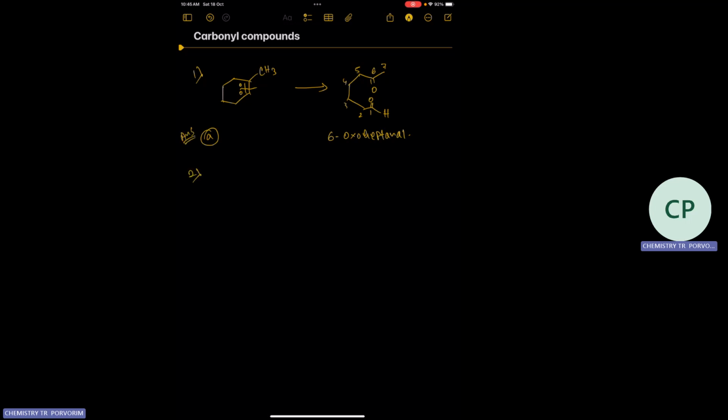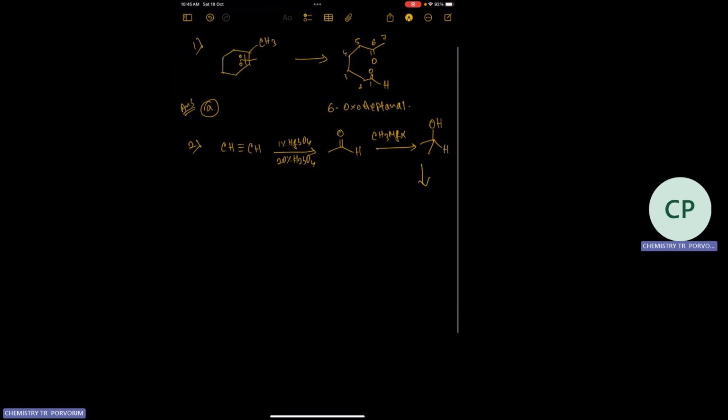Next, question number 2. The end product of the following sequence of reactions: CH triple bond CH with 1% HgSO4 and 20% H2SO4. So you will get acetaldehyde, CH3CHO. After that, if I use Grignard reagent CH3MgX, you will get this one. After that, oxidation is done, and then you will get a ketone.